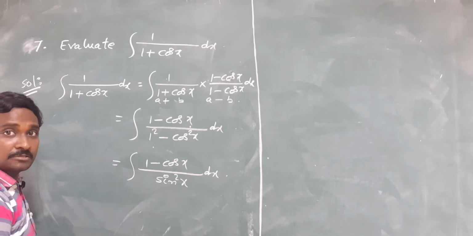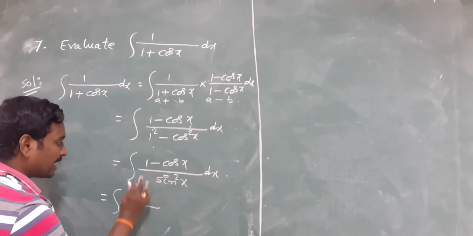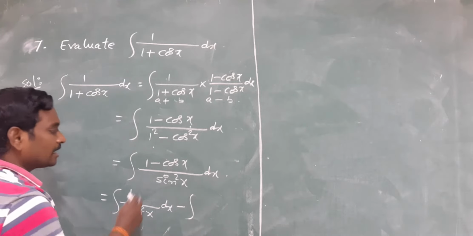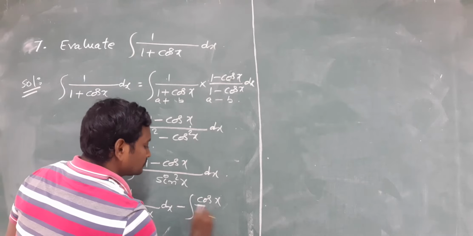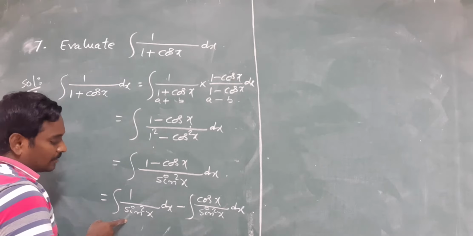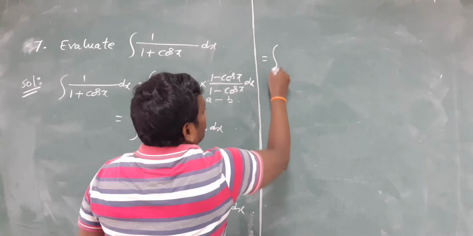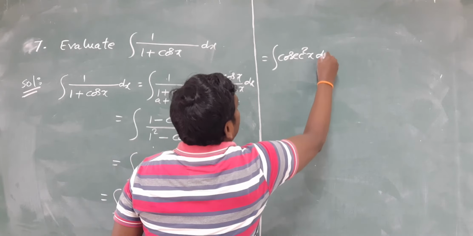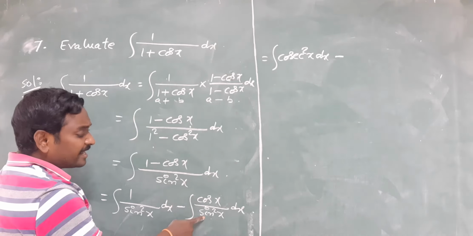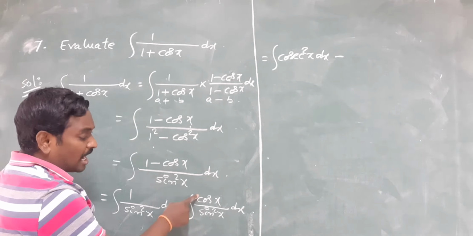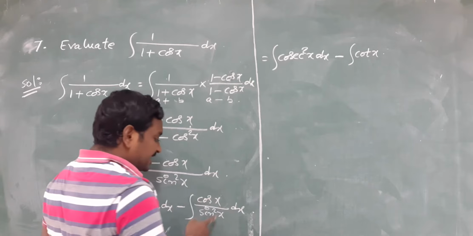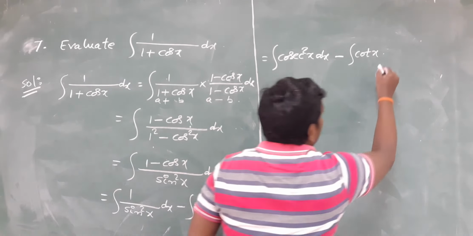Now you can split the terms. Integral 1 by sin square x dx minus integral cos x by sin square x dx. What is 1 by sin square x? Cosecant square x dx minus, cos by sin square x can be written as cos by sin into 1 by sin. Cos by sin is cot x, and another 1 by sin x can be written as cosecant x.